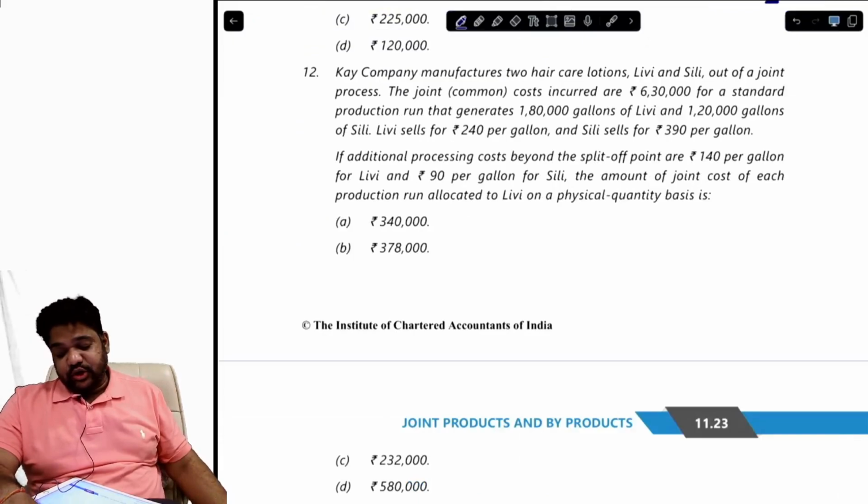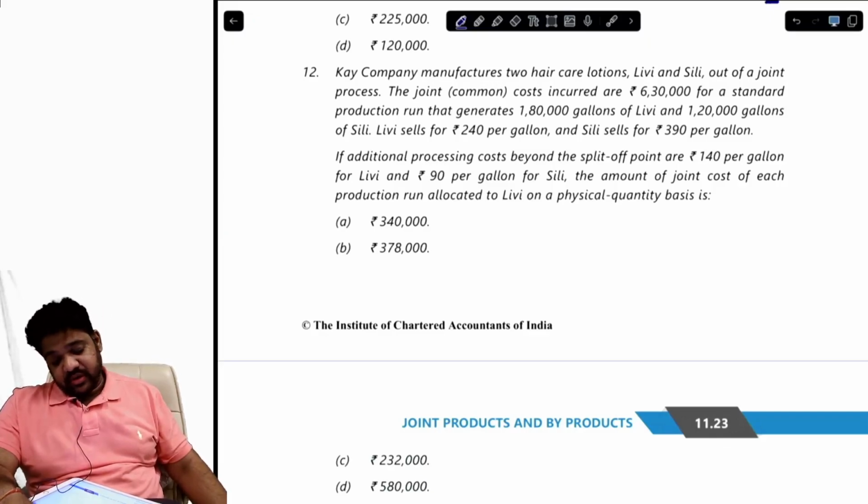K company manufactures two hair care lotions, Livy and Silly, out of a joint process. The common costs incurred are 6,30,000 for a standard production run that generates 1,80,000 gallons of Livy and 1,20,000 gallons of Silly. Livy sells for 240 a gallon and Silly sells for 390 a gallon. If additional processing costs, that is FPC, beyond split off point are 140 and 90 per gallon, the amount of joint cost of each production run allocated to Livy on a physical quantity.